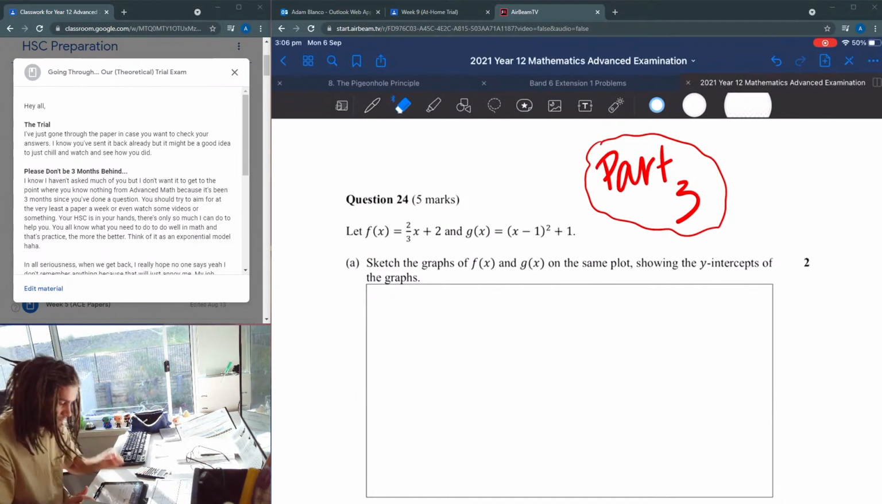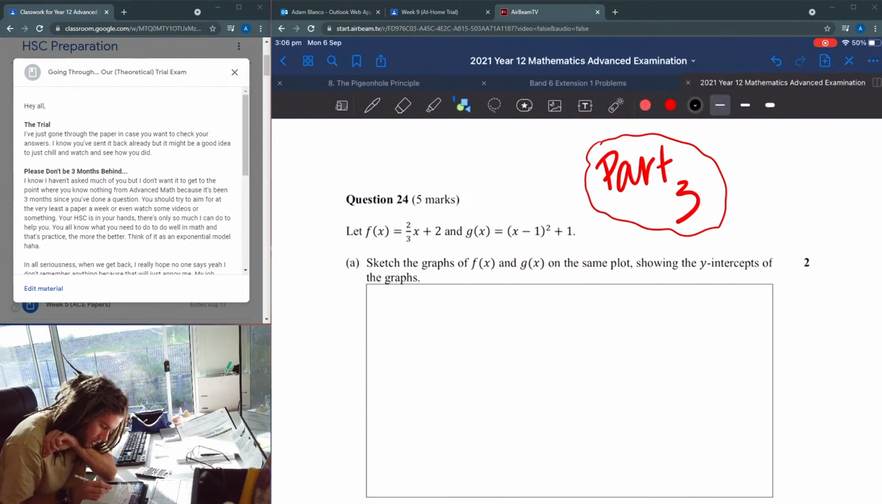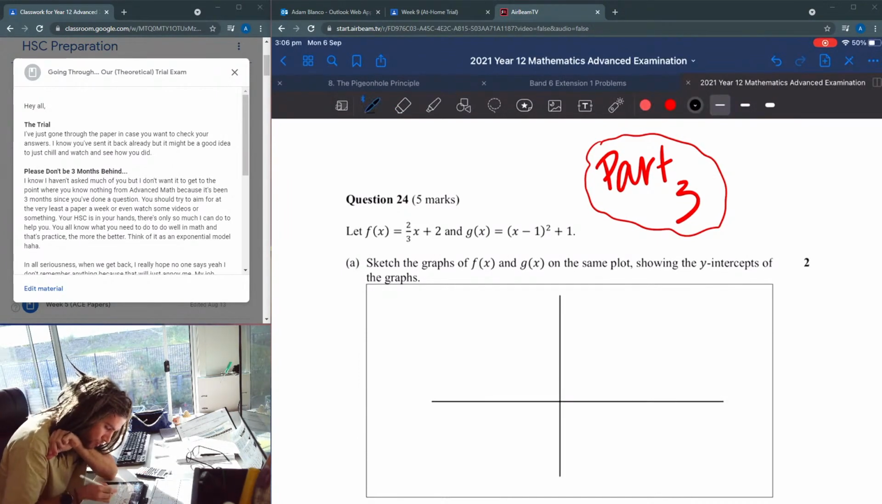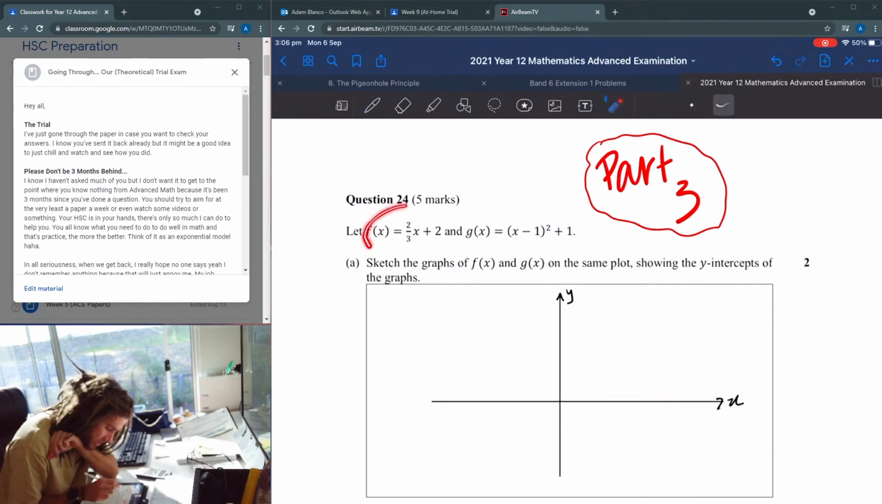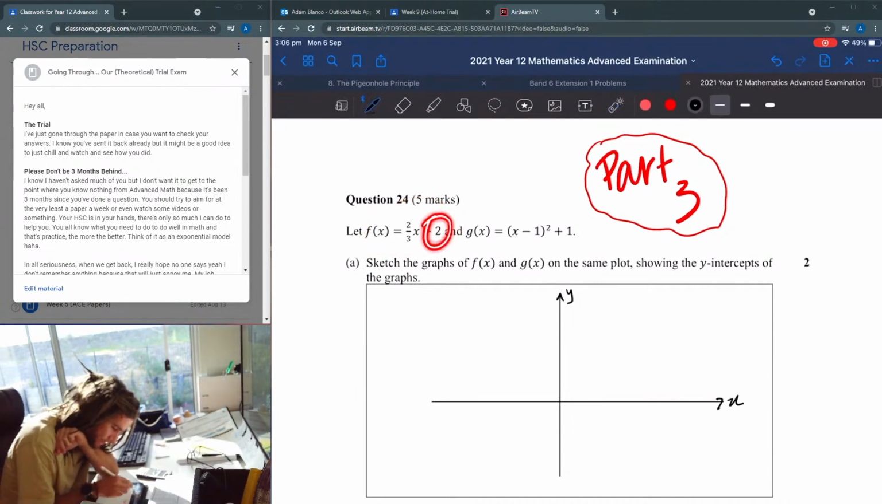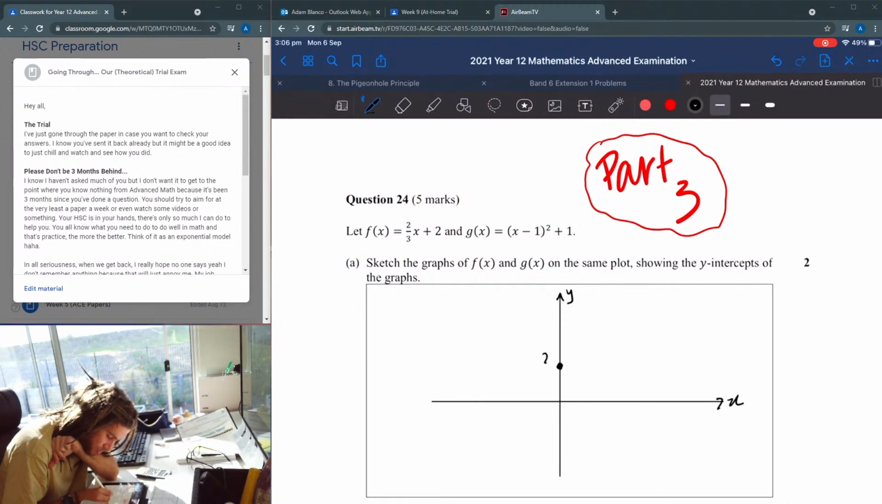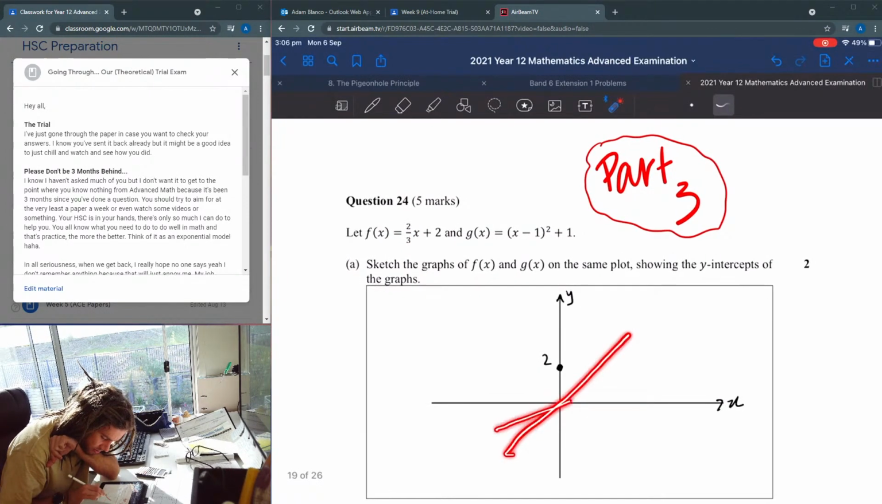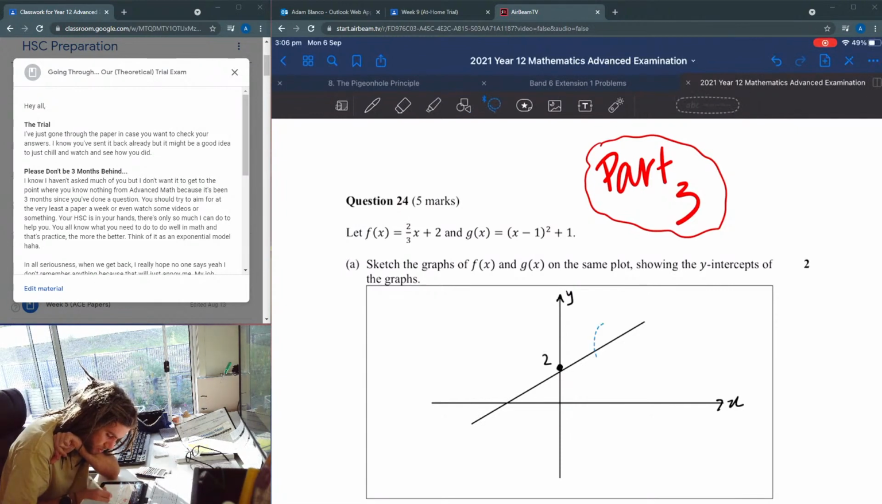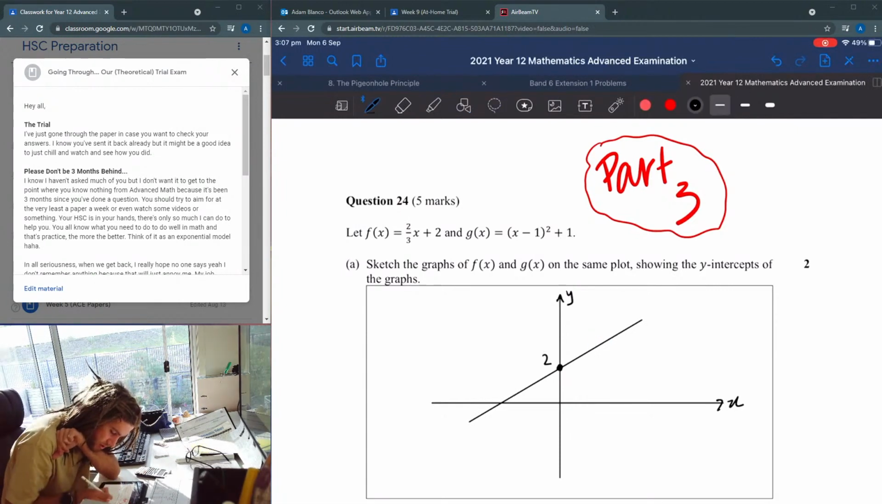Right, let's bring it home. Let's graph these two things. This thing is a straight line with y-intercept 2. It's got a gradient of 2 on 3, so that would be 3 on 3, so 2 on 3 would be like that. So let's draw a line, kind of looks like that. Make sure it goes through the point.